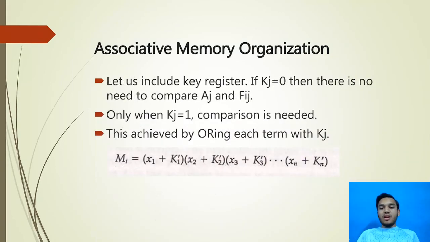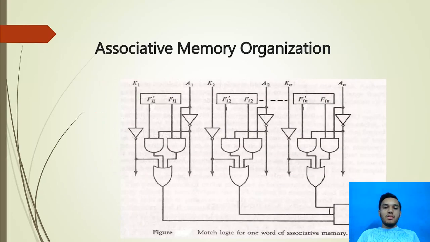Let us include the key register. If kj equals 0, then there is no need to compare aj and fij. Only when kj equals 1 is comparison needed. This is the formula of mi. This is the architecture of associative memory.